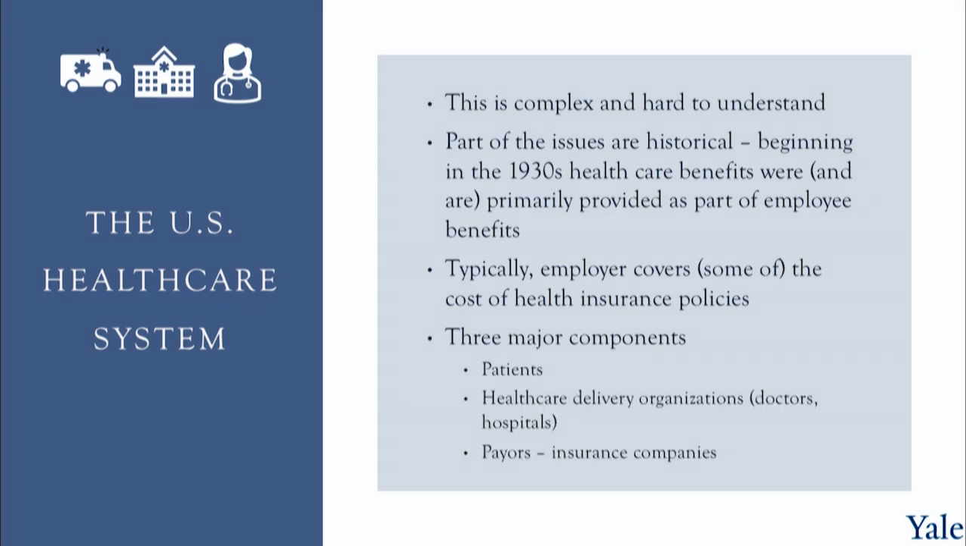There are the patients, the healthcare delivery organizations, doctors, hospitals, etc., and then there are the payers, the insurance companies. So this sets up an interesting triangle. The patients pay the insurance companies, who pay the hospitals to provide healthcare to the patient. So you don't have this direct exchange of fee for service. This is an indirect system, and this causes all kinds of complications.